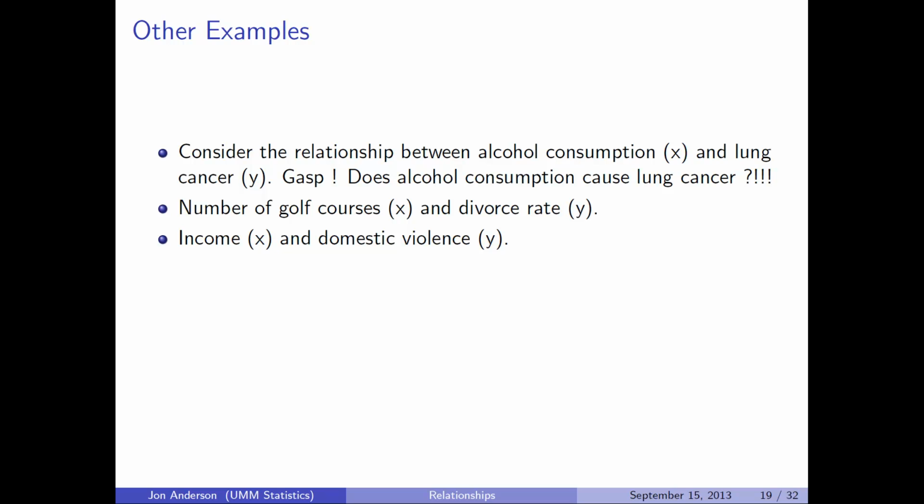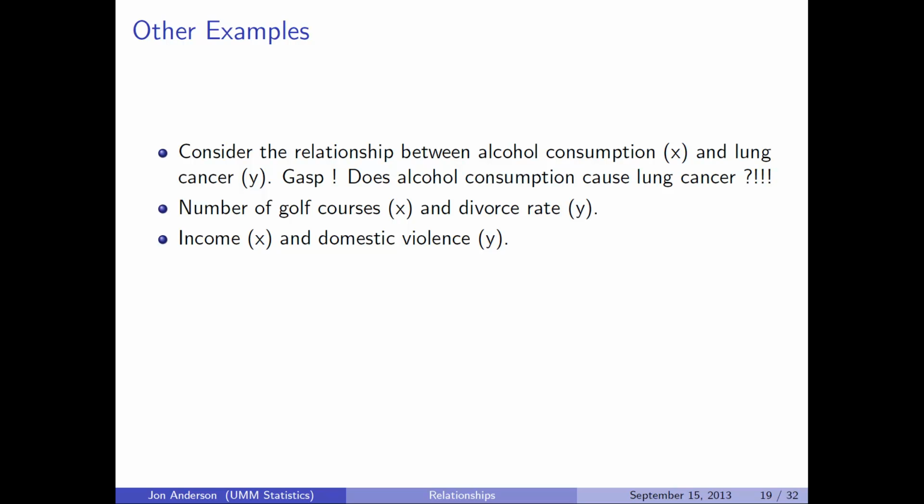The lurking variable that's complicating that relationship is the lurking variable of, you guessed it, smoking. And smoking is related to alcohol consumption, and it's the smoking that's related to lung cancer. And so that's why it appears that alcohol consumption is related to lung cancer through the other effect of smoking.